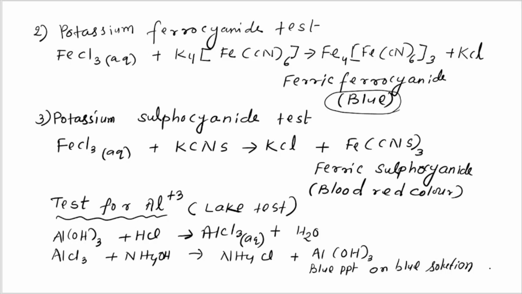Similarly, that means here blue precipitate floating on blue solution. Aluminum hydroxide, that is a white gelatinous precipitate, dissolves in hydrochloric acid and gives AlCl3 aqueous. Then here if you add ammonium hydroxide, then what does it give? Blue precipitate, and here over blue solution.